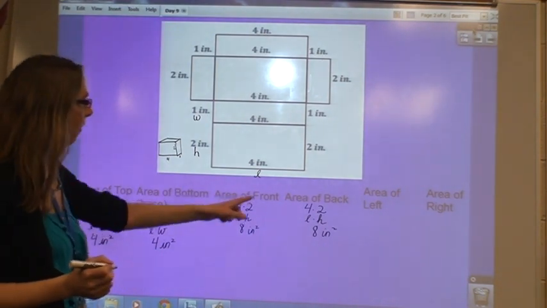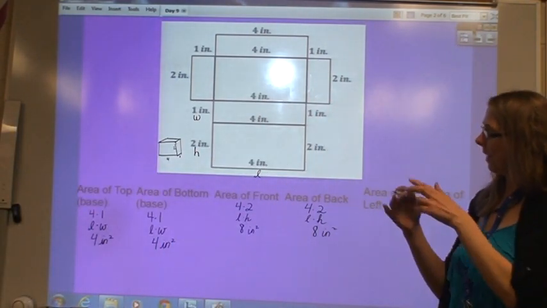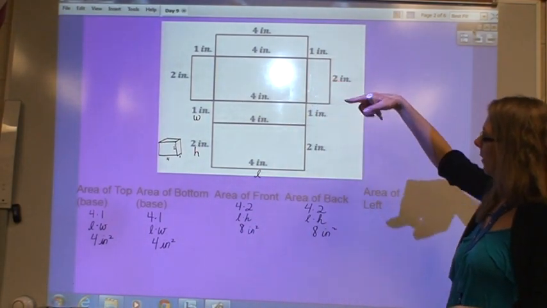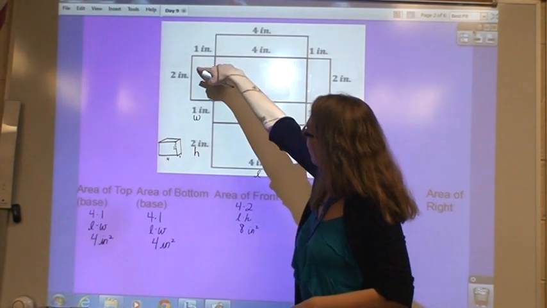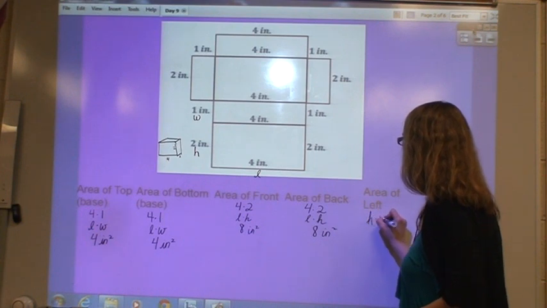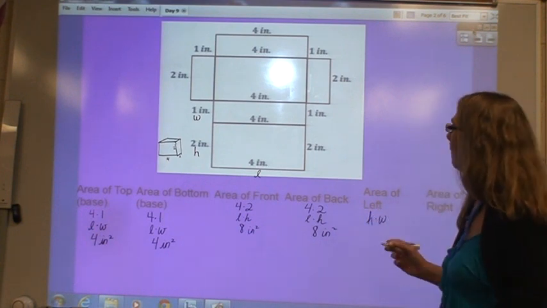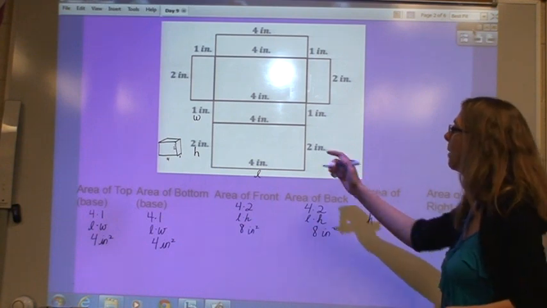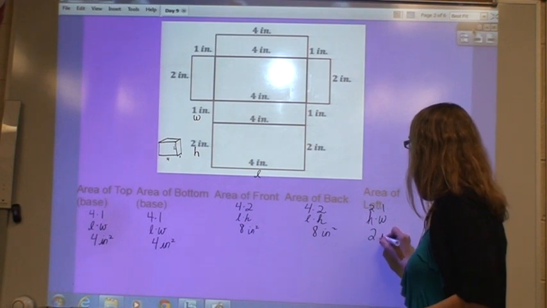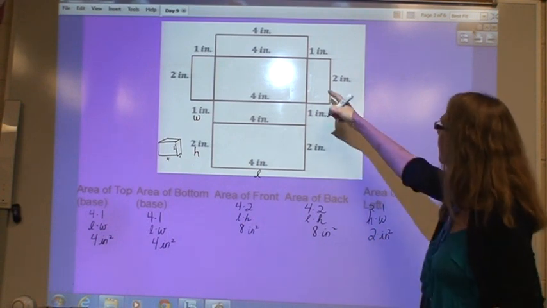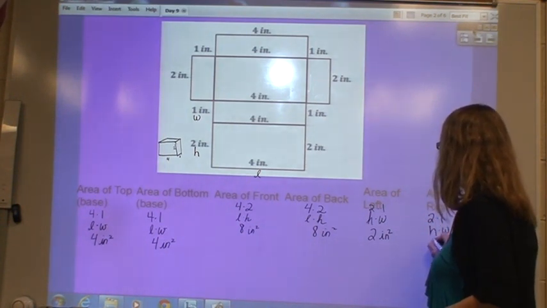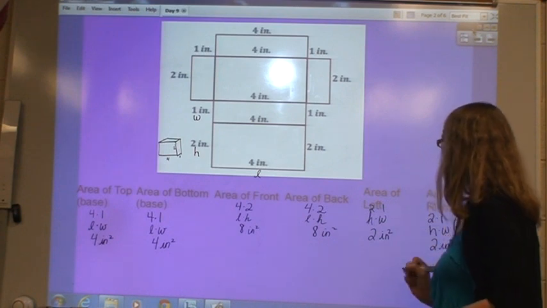Now finally, I have the left and the right. If I folded it the way I've said I'm going to fold it, then this is my left and this is my right. Now when I multiply these though, I'm going to multiply the height times the width. And it doesn't really matter what order I'm multiplying them in. If I wanted to multiply width times height, that's still going to be the same, 2 times 1. So that's going to be 2 inches squared. And the right is going to be the same thing. It's going to be 2 times 1, which is the height times the width, and 2 inches squared.